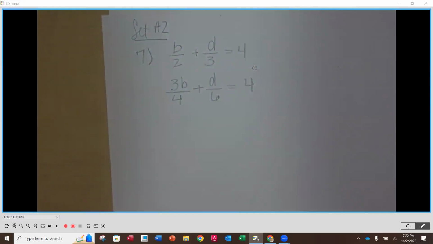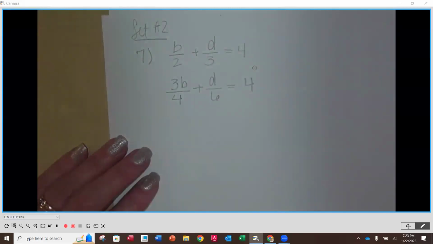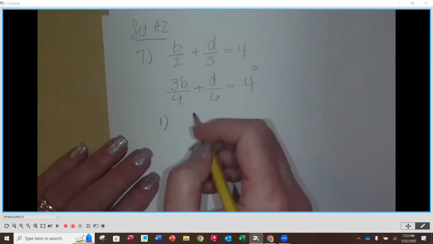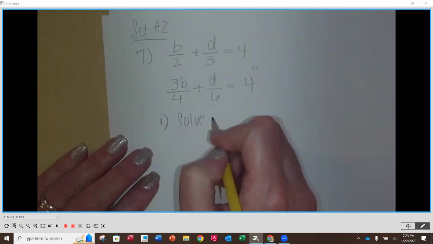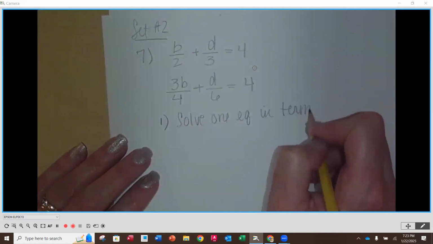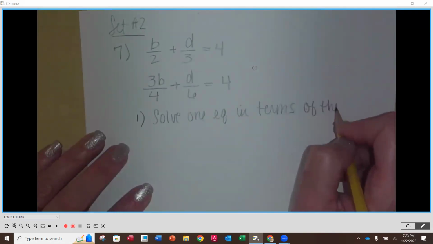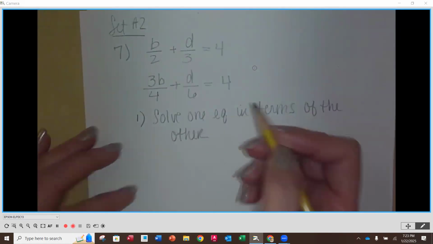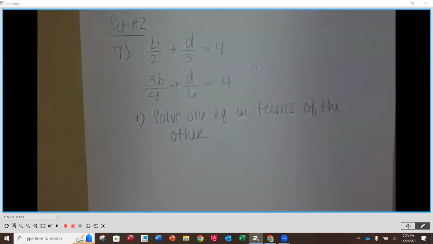Now, the first step for these problems, and you don't necessarily have to write this out, but I'm gonna let you in, is to solve one equation in terms of the other. Meaning, I want to pick one of my variables in one of the equations, either b or d, and solve that equation for b, so that the other side of the equation has d on it, okay? And I'm gonna pick one of those to do that.